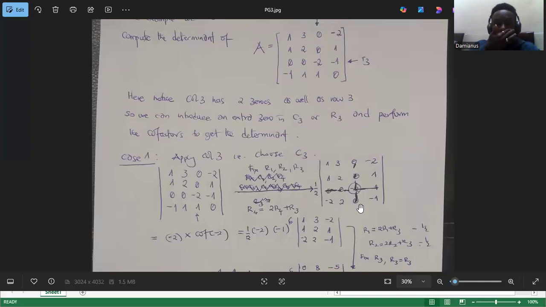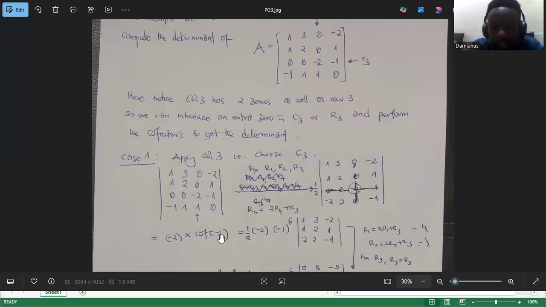Now please note, this old row 4 I cancelled because of expanding for the determinant. But now the new matrix we have is 1, 3, 0, minus 2; 1, 2, 0, 1; 0, 0, minus 2, 1; minus 1. Basically, the first 3 rows are the same. They're fixed, okay? Row 1 equals row 1, row 2 equals row 2, row 3 equals row 3. Row 4 is this new modification. And now we are using column 3 to expand to get the determinant. So the determinant of this matrix is going to be 0 times the cofactor of 0 plus 0 times the cofactor of 0 plus minus 2 times the cofactor of minus 2 plus 0 times the cofactor of 0. The zeros just reduce to 0, so we remain with minus 2 times the cofactor of minus 2.